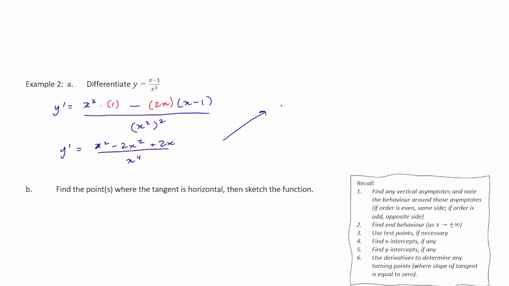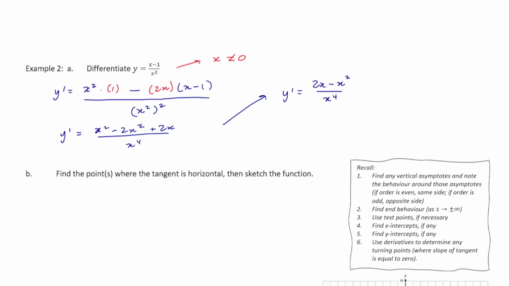Okay, cleaning this up further, y prime is equal to 2x minus x squared all over x to the power of 4. So this will give me the slope of the tangent at any value of x. The only thing that you need to note is that x cannot be equal to 0. There is a vertical asymptote at x is equal to 0. It is not part of the domain.